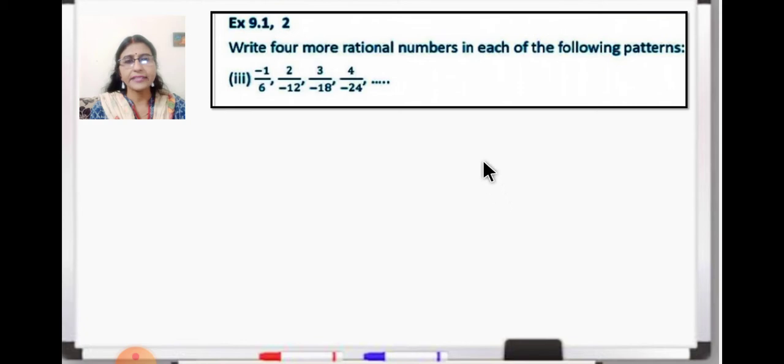Now children, exercise 9.1, question number 2. Two parts I have given for homework. The third part I am showing you how to do. So you will be able to do those two questions which I have given for homework.